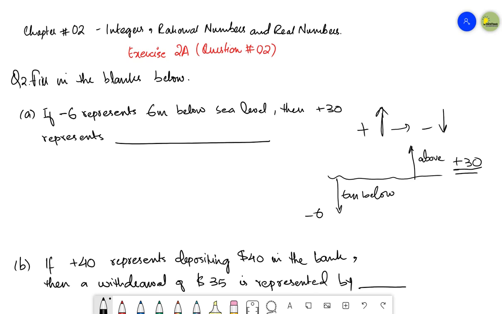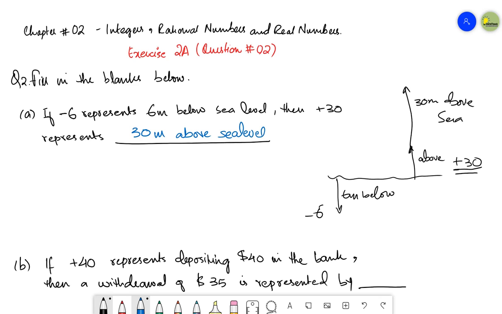Why? Because when it was minus 6, we moved 6 meters below sea level. So when it is plus 30, it means we need to move 30 meters above sea level. So this is what you need to write in this blank, that plus 30 represents 30 meter above sea level. So I hope it is clear to you.